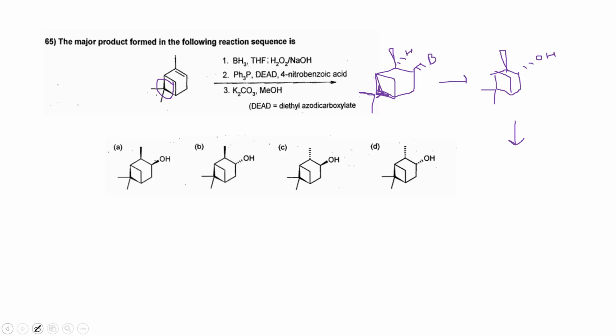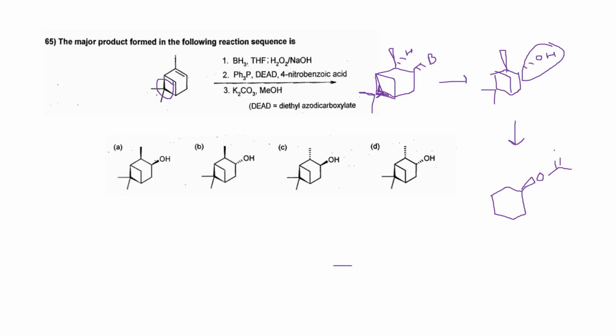So DEAD and PPh3 means you can blindly say that this is a Mitsunobu reaction, and if there is a Mitsunobu reaction, what will happen? There will be an inversion of configuration of this OH, of the alcohol center. So there will be, actually, this is the ester.